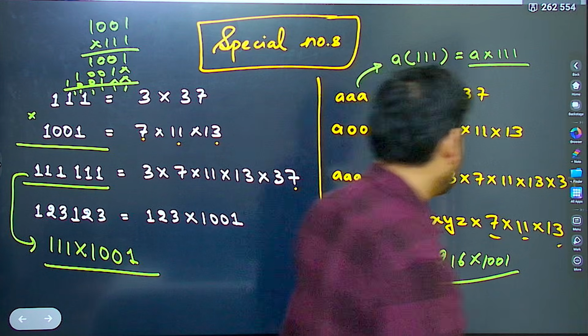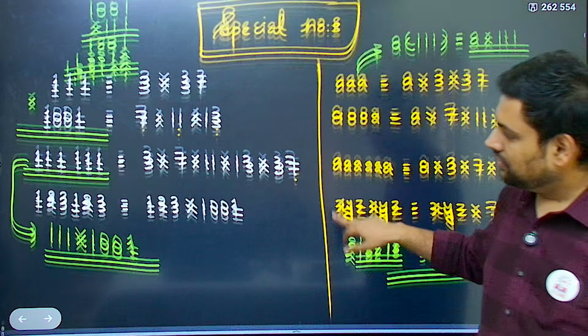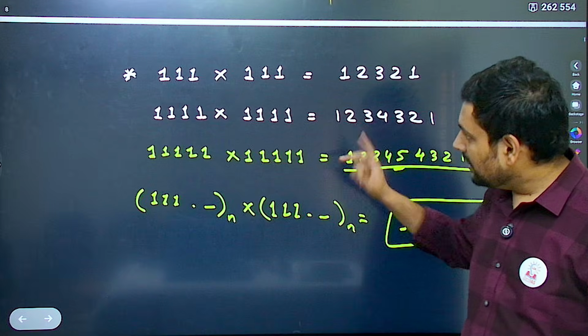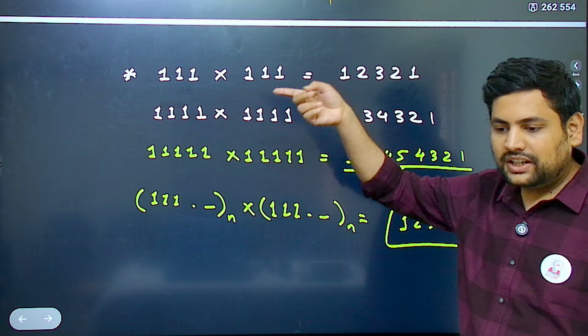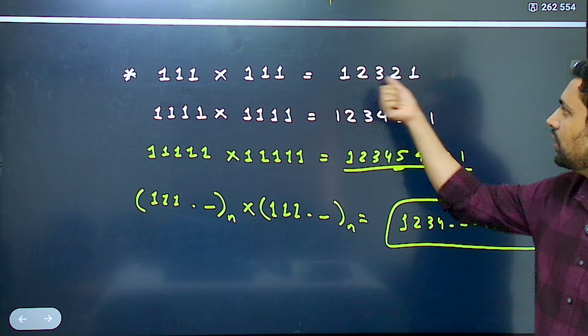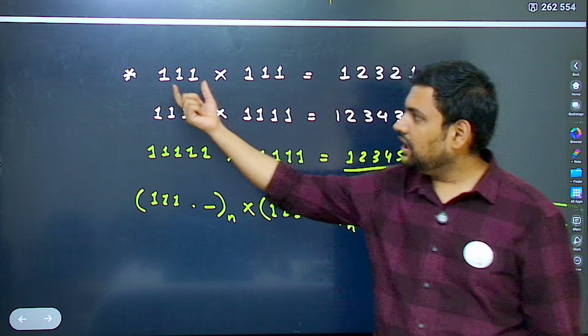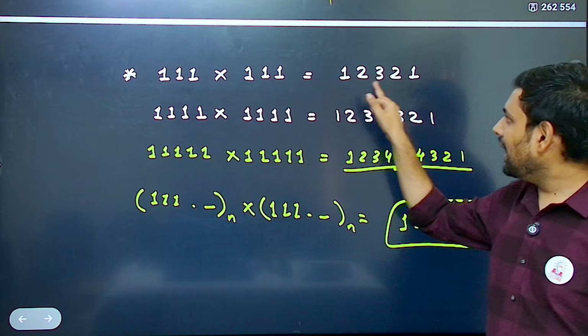Now one more thing was this. This also we had seen. Triple one into triple one is 1 2 3 2 1. So how many ones are here? Till that point you have to go.